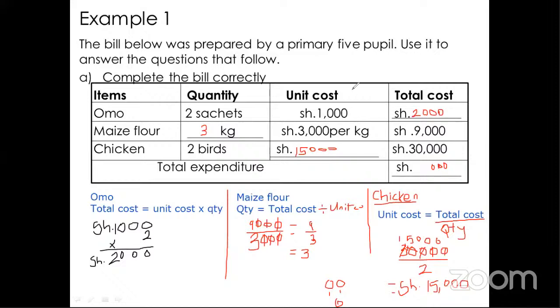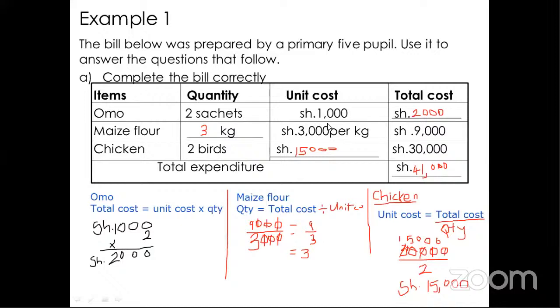Okay, so 2 plus 9, we shall get 11. So 11, we write 1 and we regroup 1. When we have regrouped that one, we can add it to 3 so that we get 4. So your total expenditure for all these items that you prepared is 41,000 shillings. That is your total expenditure, 41,000 shillings.